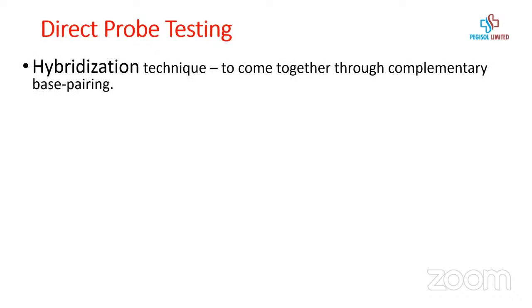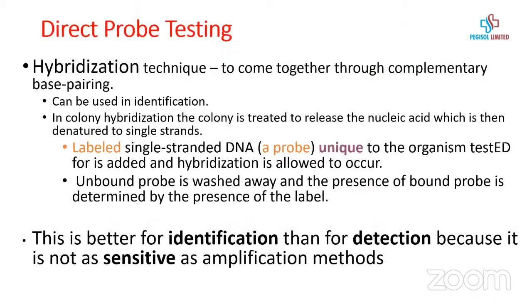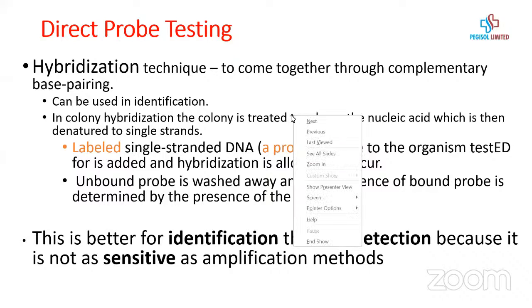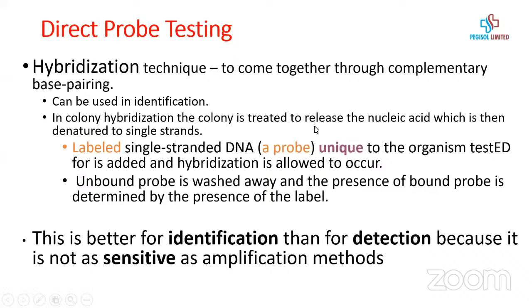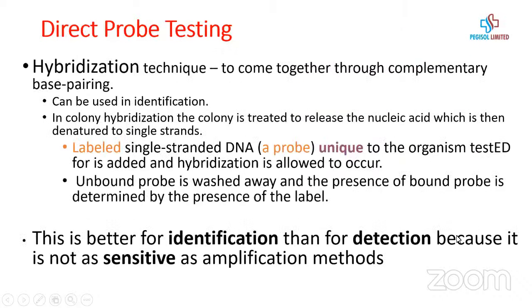Let's look at the hybridization techniques. Hybridization has to do with the coming together of complementary base pairs. I'm going to draw a complementary base pair for you in the next slide, and then you can see how they complement each other. This technique is actually used for identification. In hybridization techniques, you can use denatured single-strand DNA to be able to carry out the test.